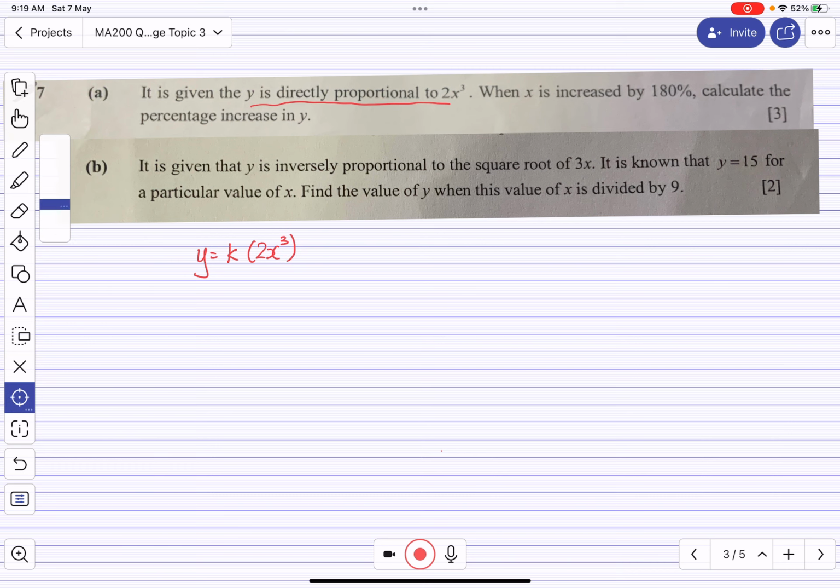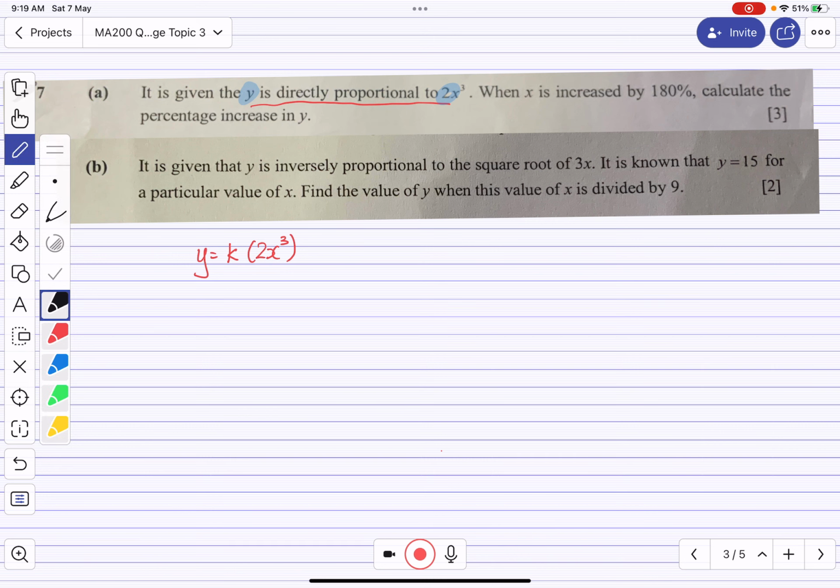Remember, this equation has two variables which are directly proportional, so you have y and 2x cubed as your key players. So do remember that you need to add in the k, right? Do not just throw away the k. It's not y equals 2x cubed, but y equals k of 2x cubed.